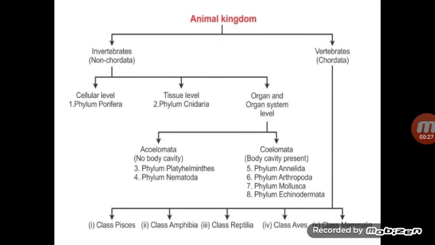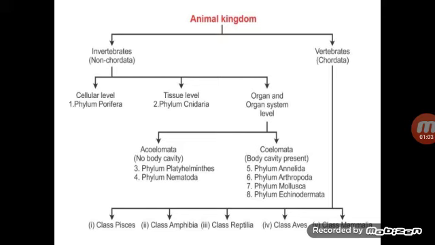This is the summary of classification of animal kingdom. Animal kingdom is divided into two major groups, invertebrata and vertebrata. Invertebrata do not have a backbone, vertebrata have a backbone. In our last lesson, we completed the classification of invertebrata, in which we studied 8 phyla, and the ninth one is chordata.